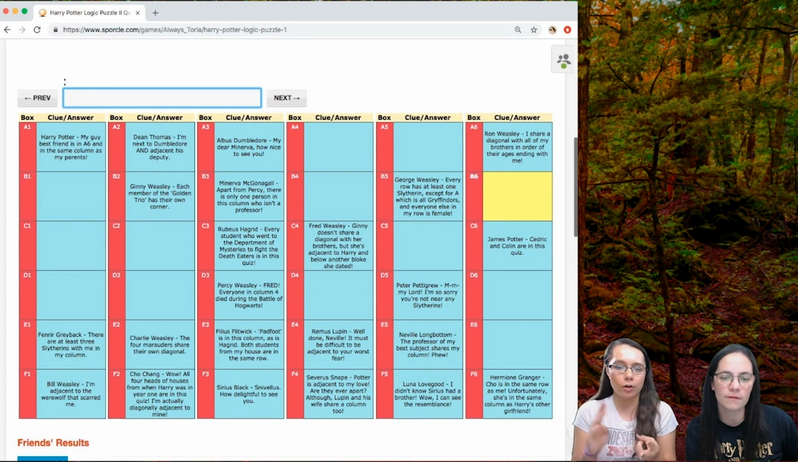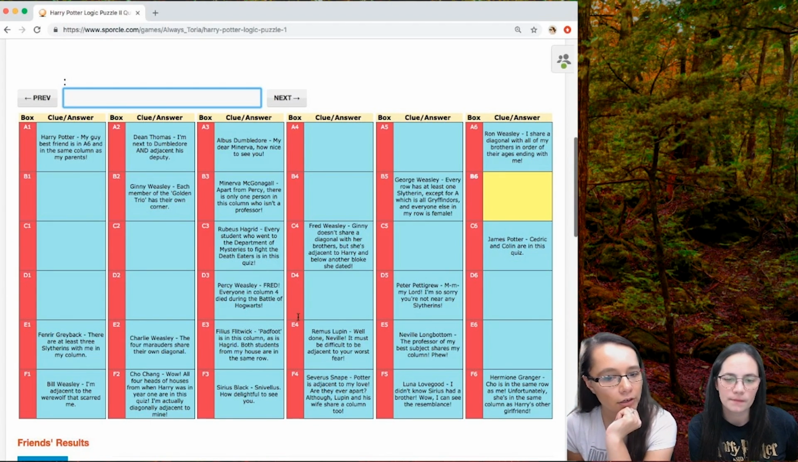We had Harry, Neville, Ron, Hermione, and Ginny already there. Ginny, Luna. It was those six. So they're all there. Okay, Luna said, I didn't know Sirius had... okay, whatever. I can see the resemblance. Does that mean that Regulus is E6?